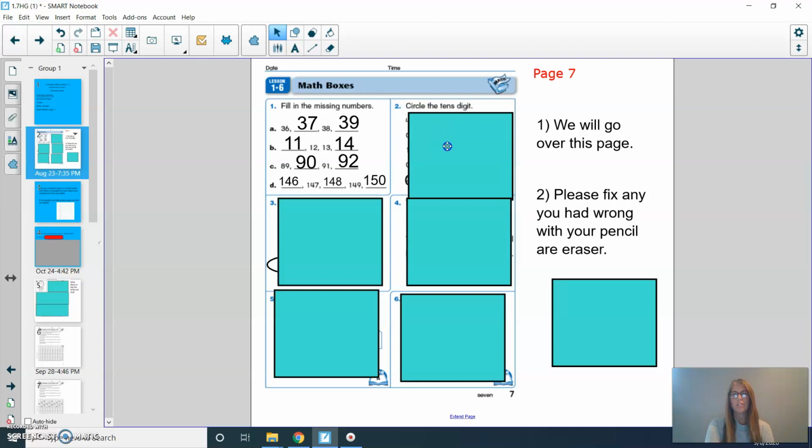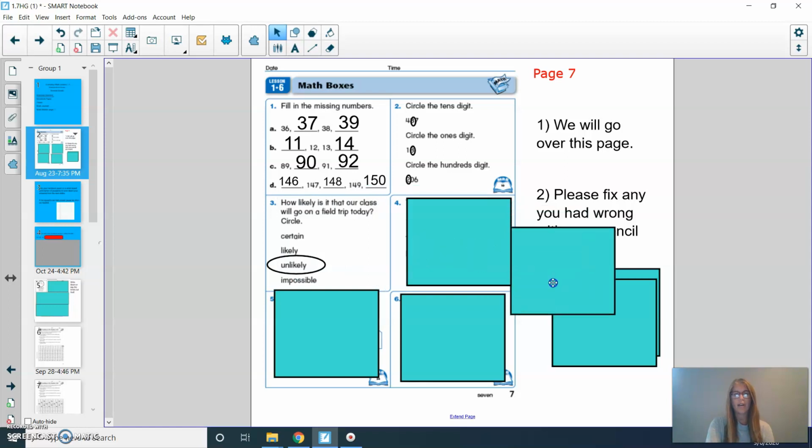For question number 2, circle the digit in the tens place. You should have circled the 3 in the number 437. Circle the ones digit. You should have circled the 8 in the number 18. And then circle the hundreds digit. You should have circled the 2 in the number 206. I want to just double check and make sure. Yes, that was a 3 for the first one, for the tens digit.